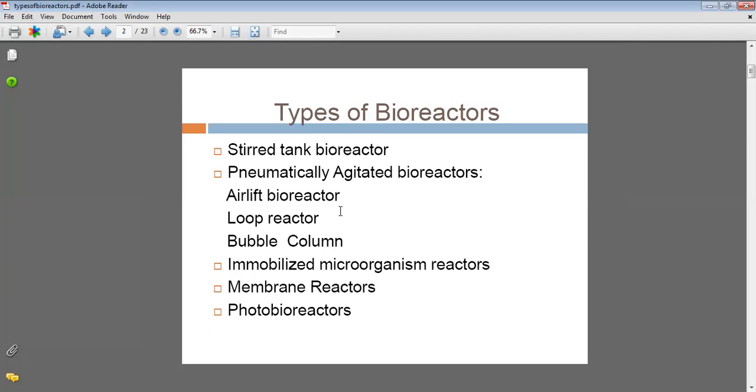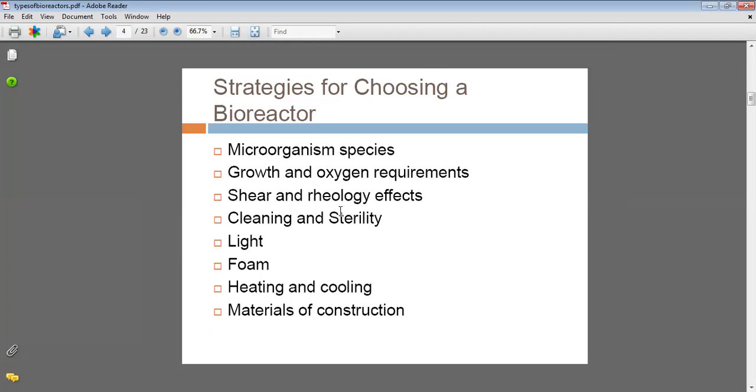Today we'll discuss the different kinds of bioreactor: the stirred tank bioreactor, also called STR; the pneumatically agitated bioreactors, in this category the airlift bioreactor, loop reactor, and the bubble column; and the immobilized microorganism reactor, membrane reactor, and photobioreactor. Strategy of choosing a bioreactor.